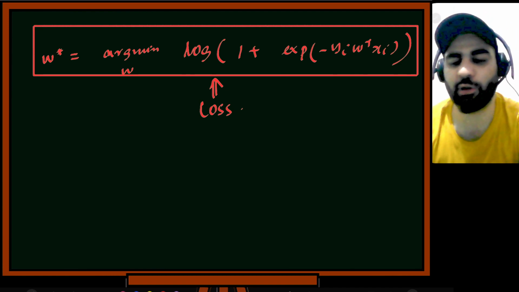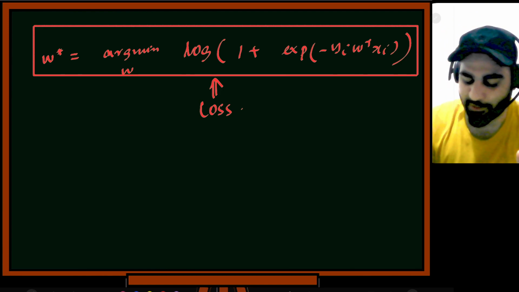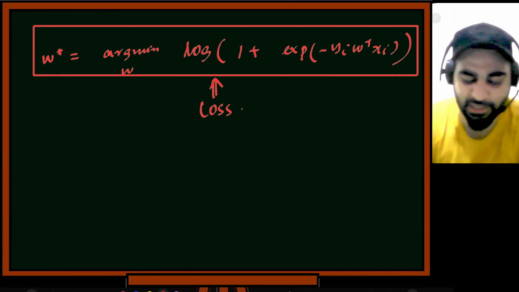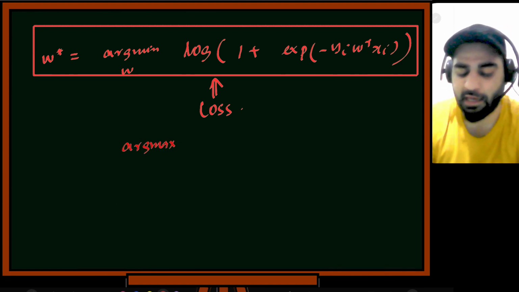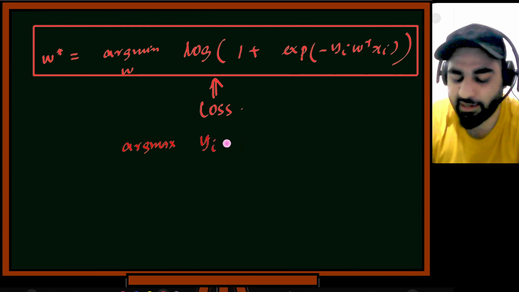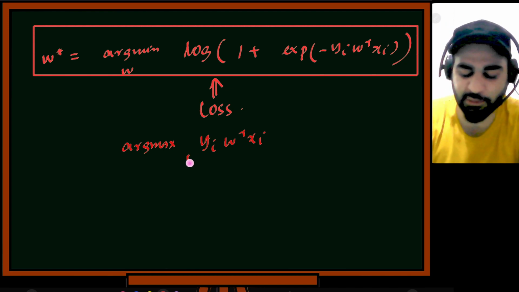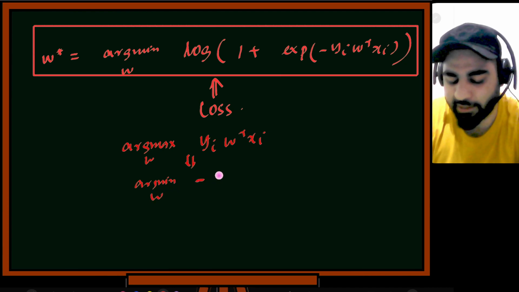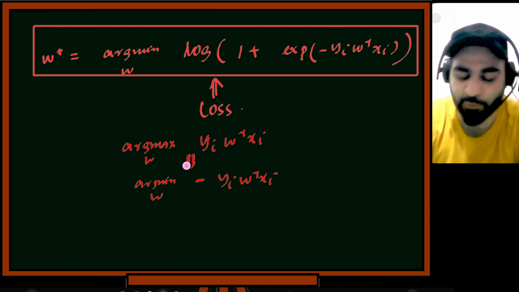So this equation over here is our loss function. What is so special about this? Initially, what was our function? We had argmax of yi w transpose xi; this is what we wanted to maximize. This is equivalent to argmin over w of minus of this. Aren't they both equivalent?